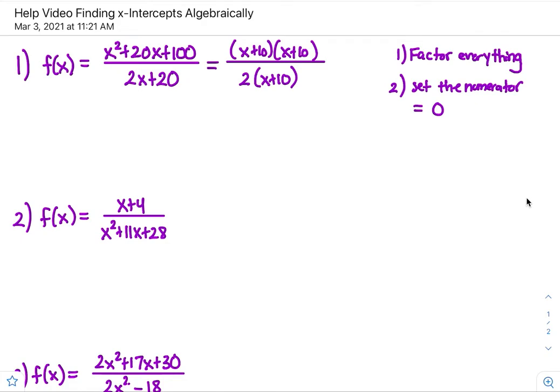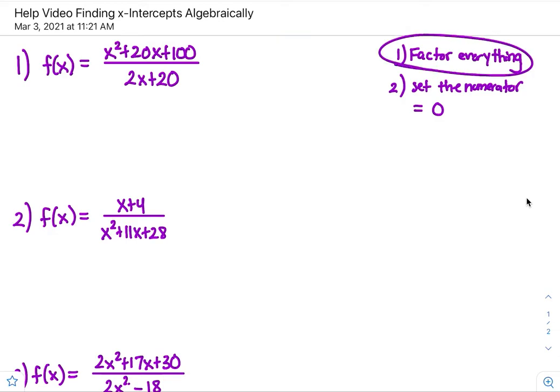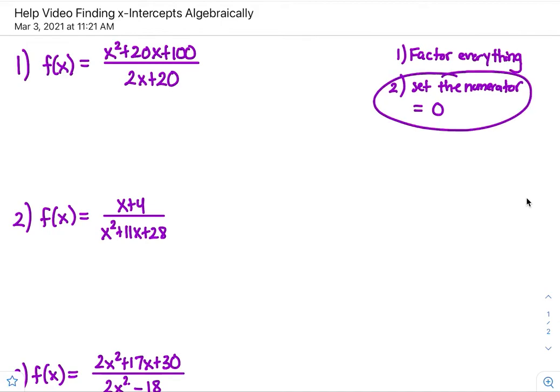Help video finding x-intercepts algebraically. So for these problems, what you want to do is find your x-intercepts. To do that, you have to factor out everything and then set your numerator equal to 0. There's also one thing you should look out for.